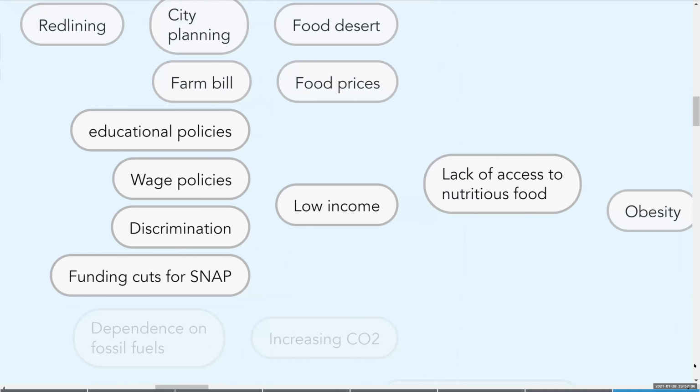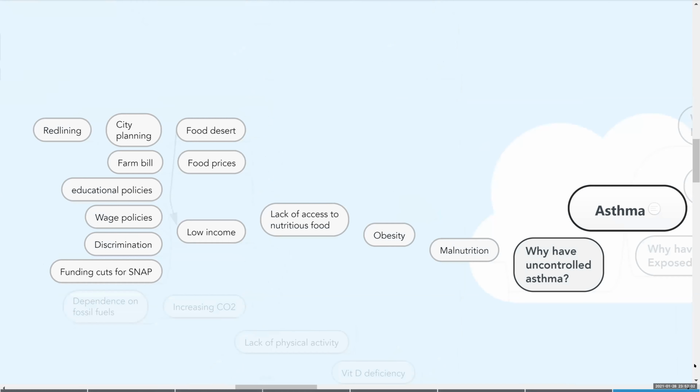And so why would they have uncontrolled asthma? Why would they have malnutrition? Why would they have obesity? Why would they have lack of access? Why, until you get to this bigger picture. And so I will share the link to this, and so you can explore it at your leisure. But this is what I want you to start. This is how I want you to start thinking whenever we talk about different health issues.